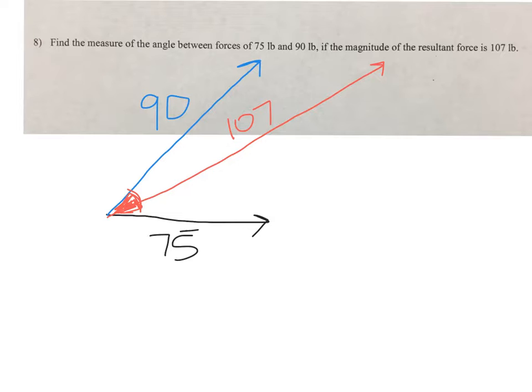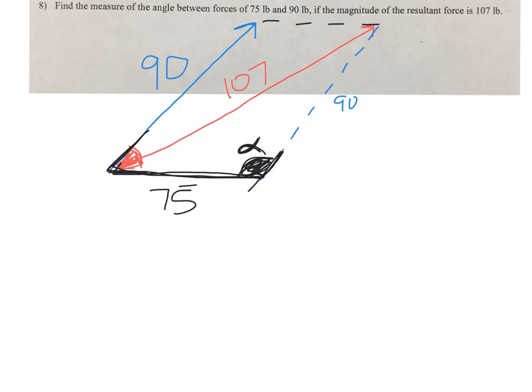So we're going to make a parallelogram or a triangle so that we can use, in this case, the law of cosines. Here's your 90-pound force over here, and here is your 75-pound force up here, and they always make a parallelogram. So what we're actually going to do is figure out what this angle is right here first, then subtract it from 180 because these two are consecutive interiors and are therefore supplementary. So we can find alpha using the law of cosines.